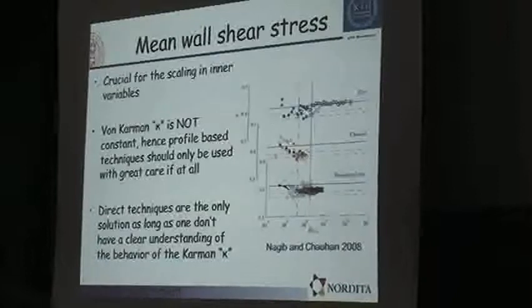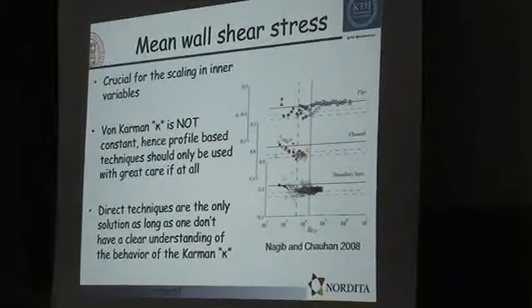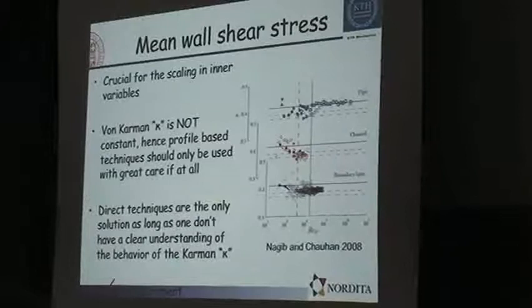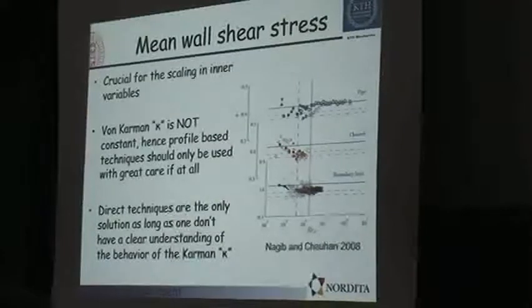Now it seems difficult to know it a priori, and so direct techniques are basically the only solution that we can use, as long as we can understand much better the meaning and behavior of the kappa.